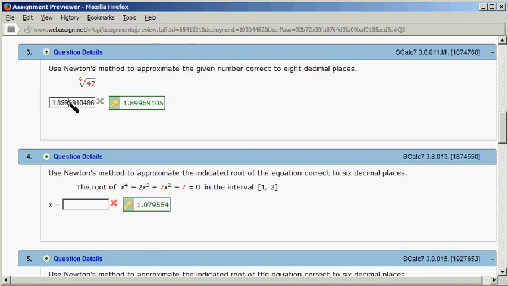All right, then so it says correct to 8 decimal points. So 1, 2, 3, 4, 5, 6, 7, 8. So I have to change that to 5. All right, then I erase that. All right. So let's double check, and I think this is going to be correct.